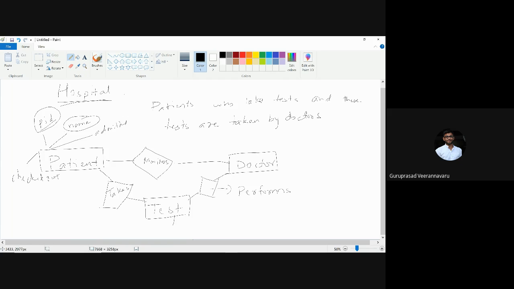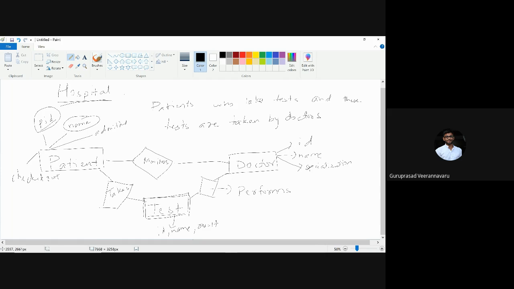In test, what will you have? Test, you will have the test ID, name of the test, and then you'll have results of the test. And doctor you will have again, ID is there for most of them. You have the doctor ID, the name of the doctor, and let's say the specialization.